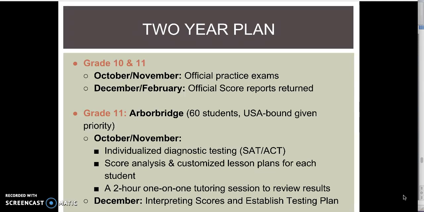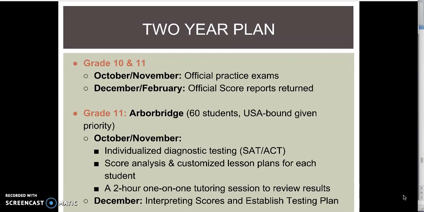At grade 11 is when an additional layer of diagnostic test information is provided. And this is for students for whom the standardized test will play an important role in university admissions, primarily those who are US or Asia bound. And the right size of this program is about 60 students will be selected based on their plans to engage with a really impressive, powerful, positive company called Arbor Bridge.